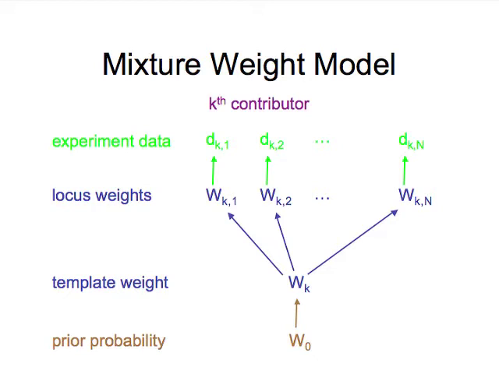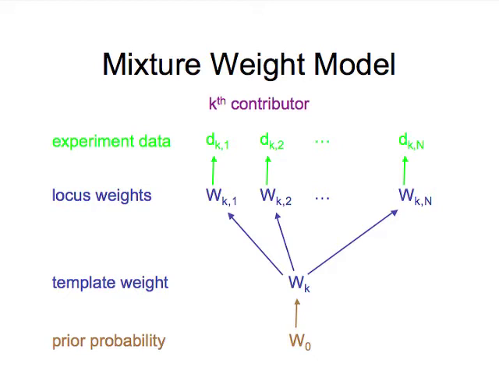Now, when you do the amplification, at each locus a separate experiment occurs, and so each locus has its own weight. These are related to the template weight in that there's some random stochastic variation of what that underlying weight is, and those are shown in the row above called locus weights.